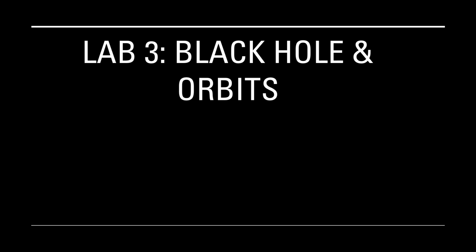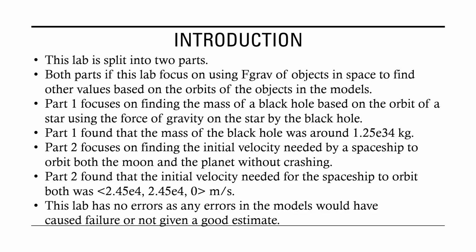This is Lab 3, Black Hole and Orbits. Introduction. This lab is split into two parts. Both parts of this lab focus on using F-grav of objects in space to find other values based on the orbits of the objects in the models. Part 1 focuses on finding the mass of a black hole based on the orbit of a star using the force of gravity on the star by the black hole.